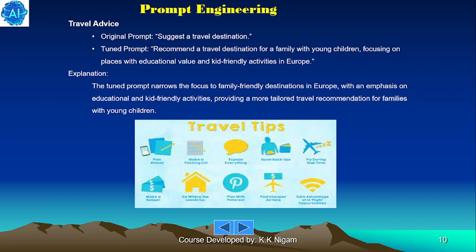Travel advice. Original prompt. Suggest a travel destination. Tuned prompt. Recommend a travel destination for a family with young children, focusing on places with educational value and kid-friendly activities in Europe. Explanation. The tuned prompt narrows the focus to family-friendly destinations in Europe with an emphasis on educational and kid-friendly activities, providing a more tailored travel recommendation for families with young children.